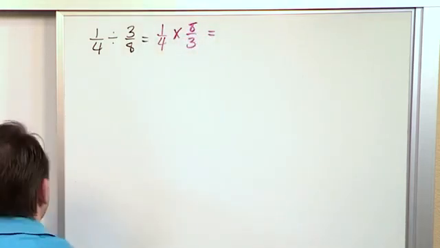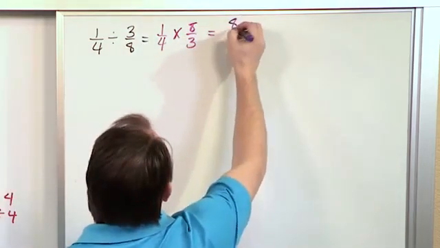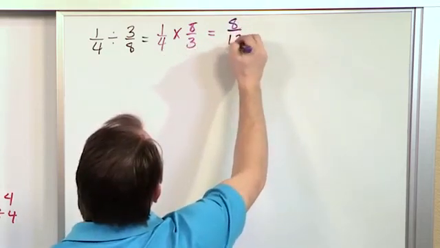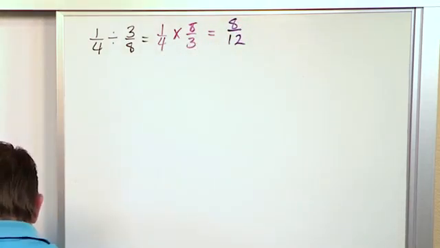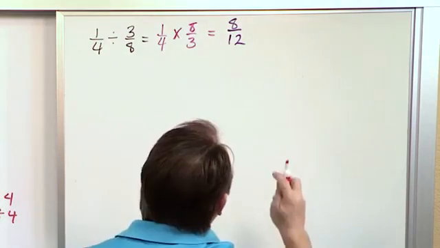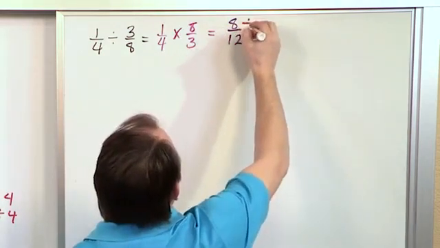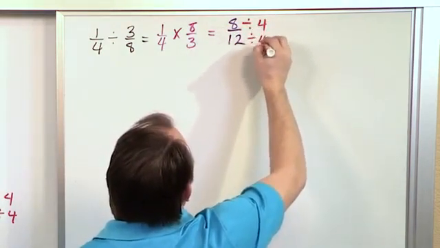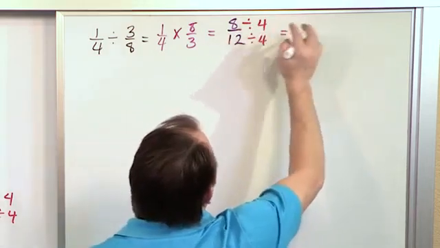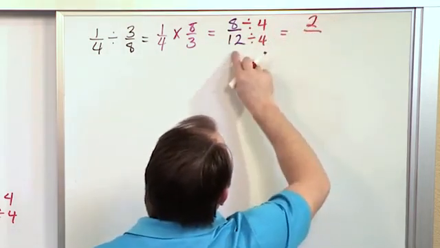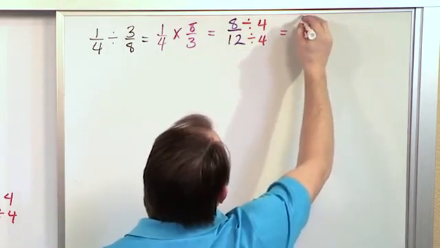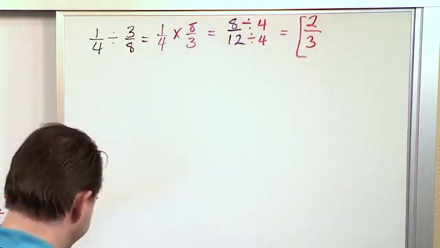And then we just multiply the top. 1 times 8 gives us 8. 4 times 3 gives us 12. So we get 8/12. That is basically the answer, but we can simplify it. We can divide both of these by 4. If you think about it, 4 will go into each one of them. 8 divided by 4 is 2, and 12 divided by 4 is 3. So that's the answer, 2/3.